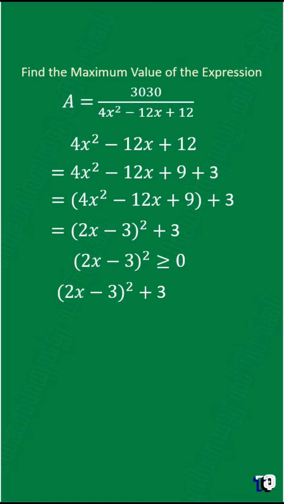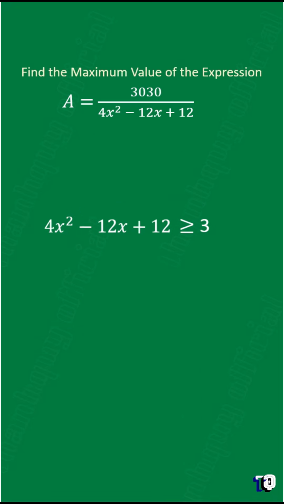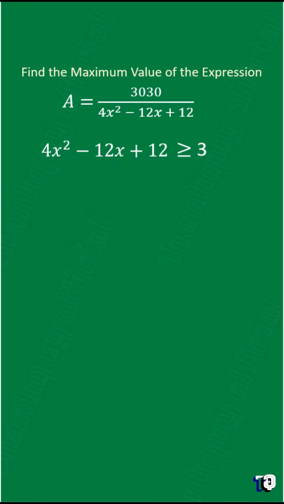Since the square of any real number is always non-negative, (2x minus 3) squared is always greater than or equal to 0. Therefore, (2x minus 3) squared plus 3 is always greater than or equal to 3, which means x squared minus 12x plus 12 is always greater than or equal to 3, so the denominator can never be less than 3.